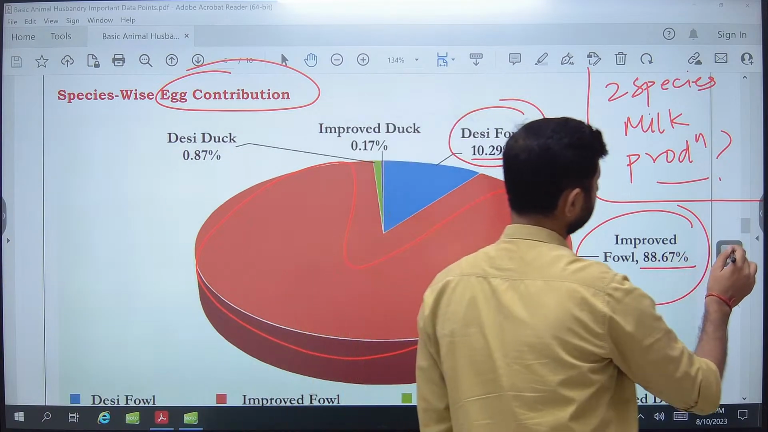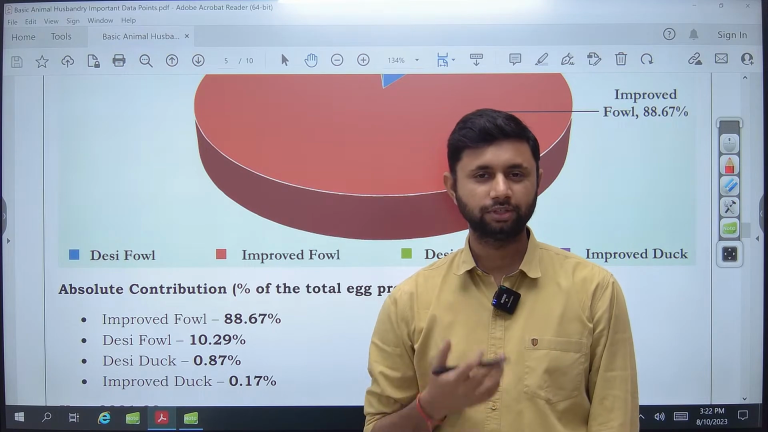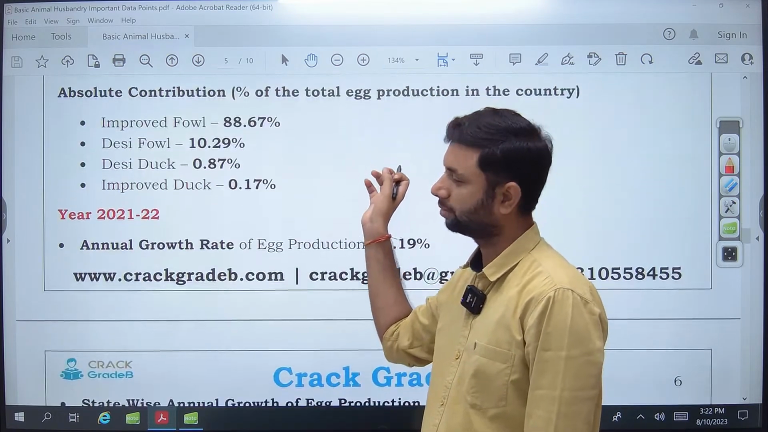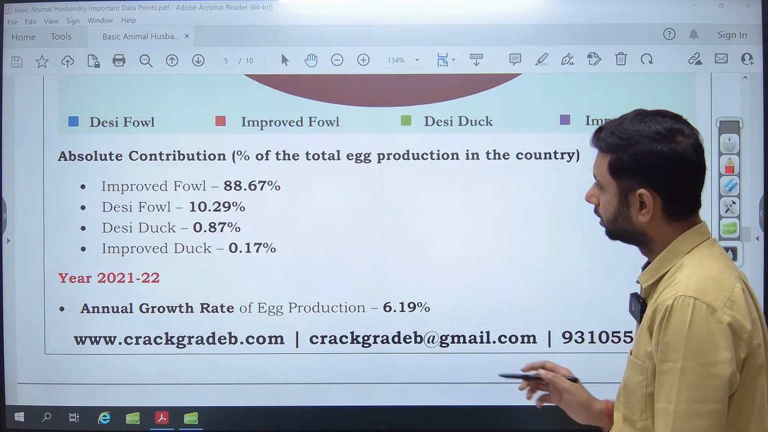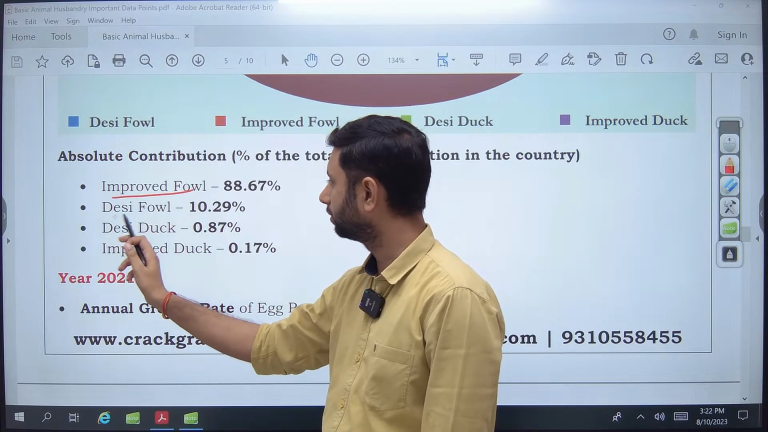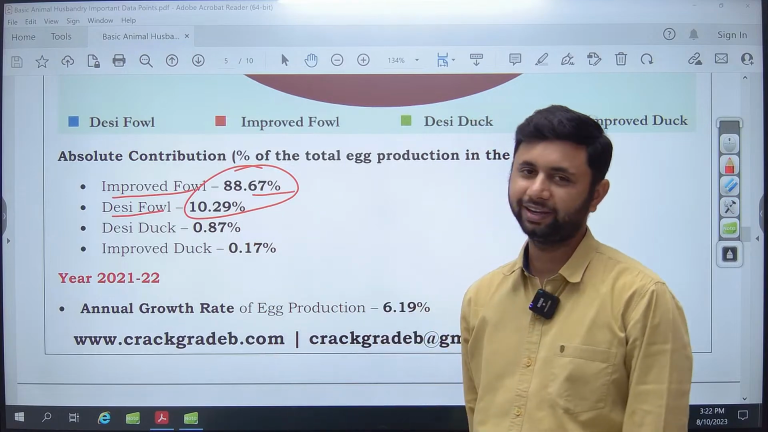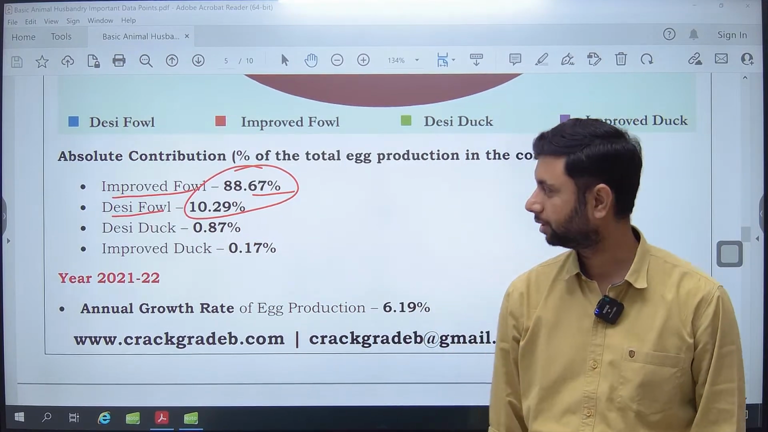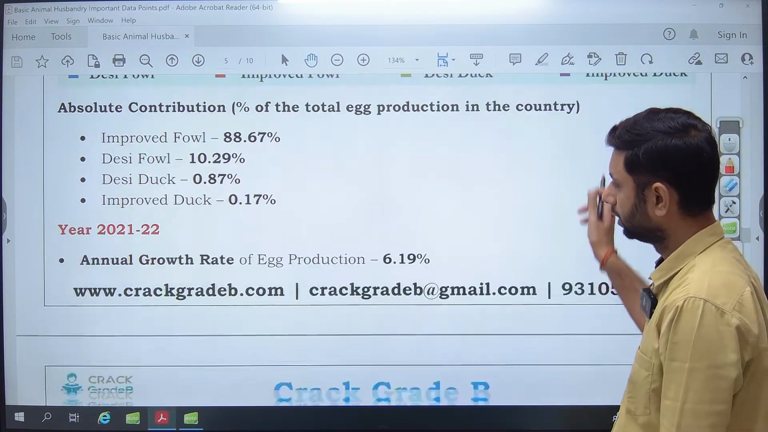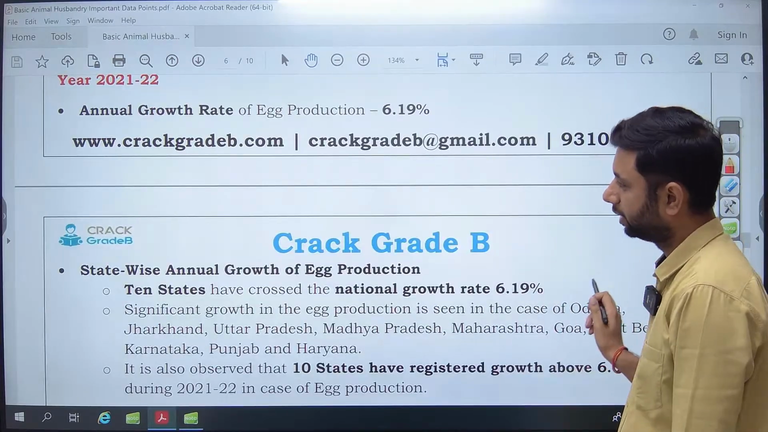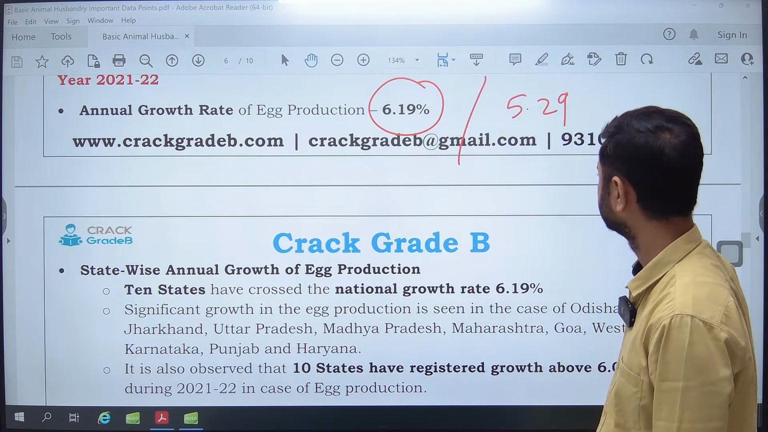Good. Only in this manner will we be able to remember the whole data much more easily. Within this class only you will be much more sorted about remembering this data. Okay. Next, we've already discussed, improved fowl and then desi fowl. Remember the asymmetrical contribution. Improved fowl contributed 88%. That is a very huge number. And the next is desi fowl, which is 10.29%. Annual growth rate we had already discussed, 6.19. For milk it was 5.29.